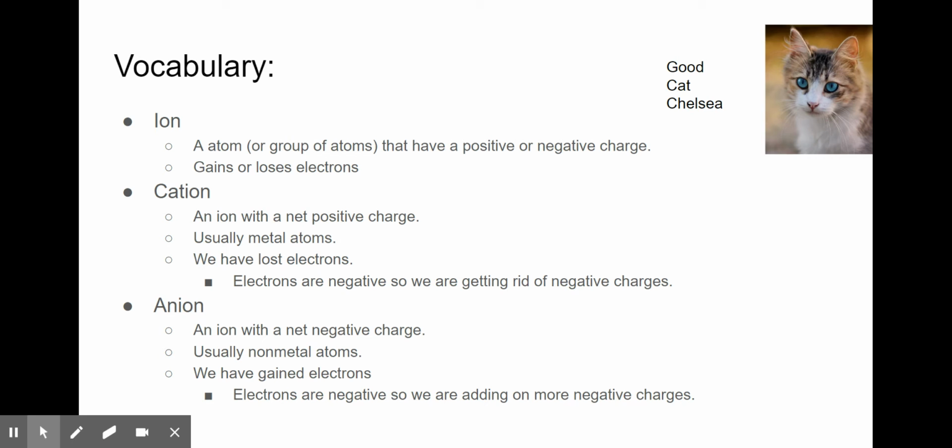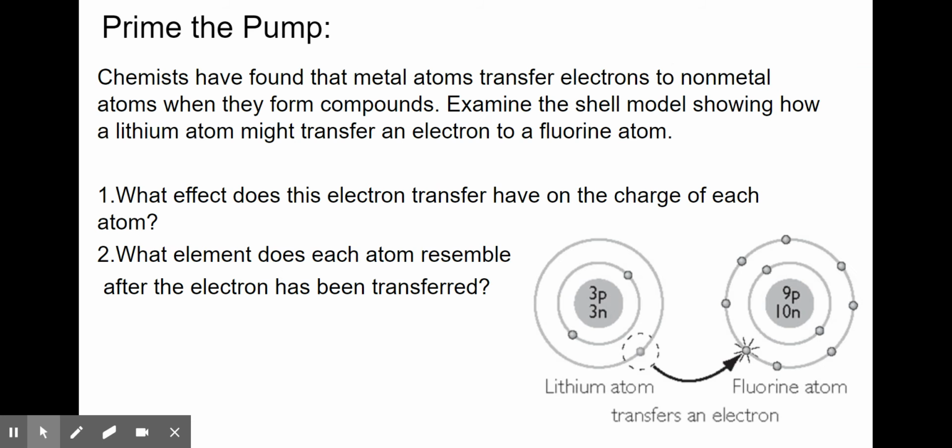Well, if something is good, we think of it as positive, and that cat would be like a cation. So we are becoming more positive. So cations will have positive charges, or we can think of them as good. Anions have negative charges, or we can think of them as bad.